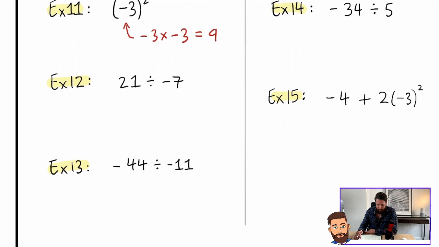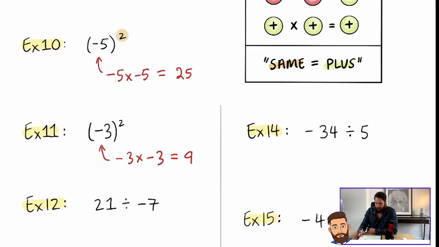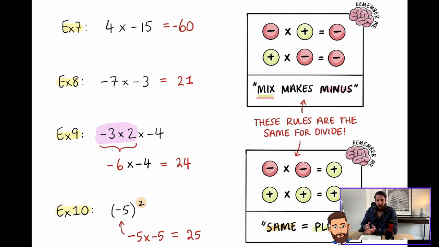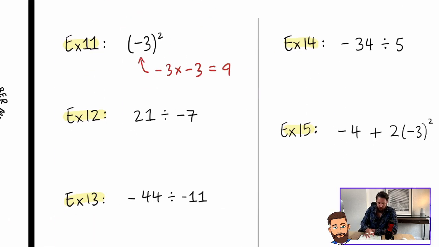Example 12. Dividing. Well, in our Remember Me, just here, we've said that these rules work exactly the same for divide. So we just divide, think about the signs and use the rules. Just like we've done with multiplying.